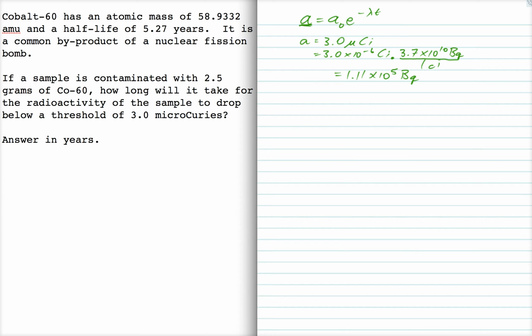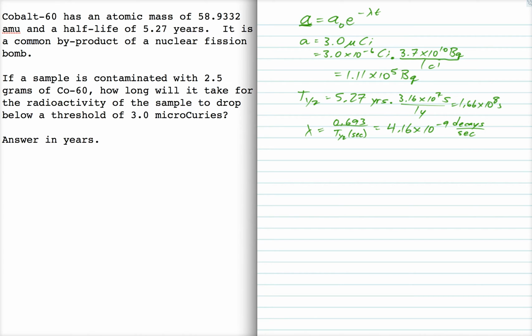How about lambda? Let's do that next. Well, the half-life is given to be 5.27 years. Okay? Again, let's work in MKS units. So I'm going to multiply that by the number of seconds in a year, which is 1.66 times 10 to the 8th seconds. And then lambda is 0.693 divided by the half-life in seconds. That's 4.16 times 10 to the minus 9 decays per second. All right?